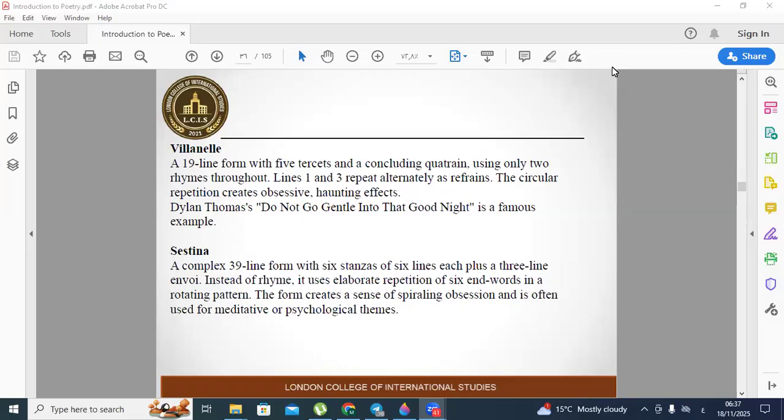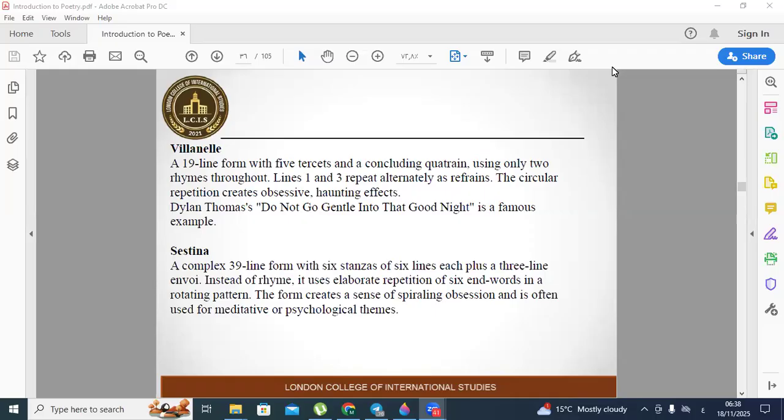The villanelle is a 19-line poem with five tercets, three-line stanzas, and a concluding quatrain, four lines, using only two rhymes throughout the entire poem. Here is what makes it distinctive. Lines one and three of the first tercet repeat alternately as refrains throughout the poem, then appear together in the final two lines. The circular repetition creates obsessive, haunting effects perfect for poems about obsession, memory, or loss.